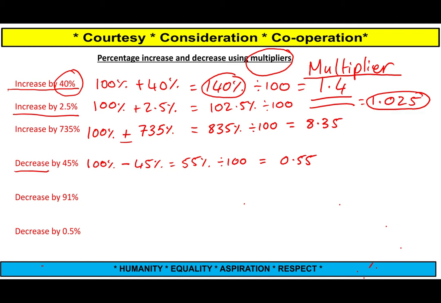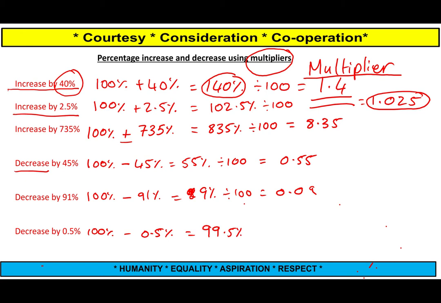Okay, so if I want to decrease something by 45%, all I have to do is multiply it by 0.55. Okay, so let's decrease something by 91%. So I have to do 100%, take away 91%, which will give me 9%. Now that as a decimal is 0.09. Okay, last one, 100% minus 0.5% gives me 99.5%. Change that to a decimal, I'm going to get 0.995.